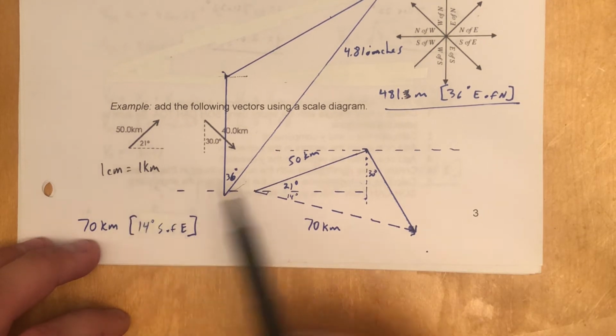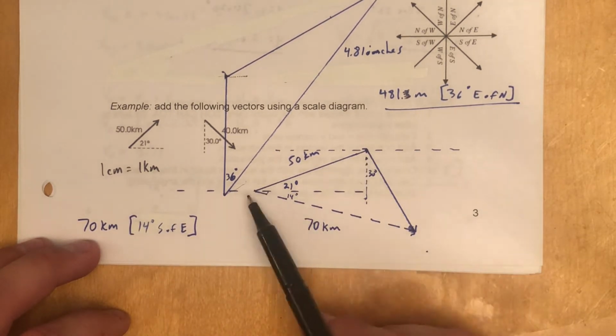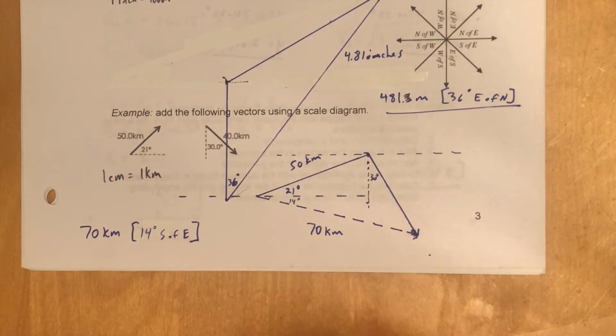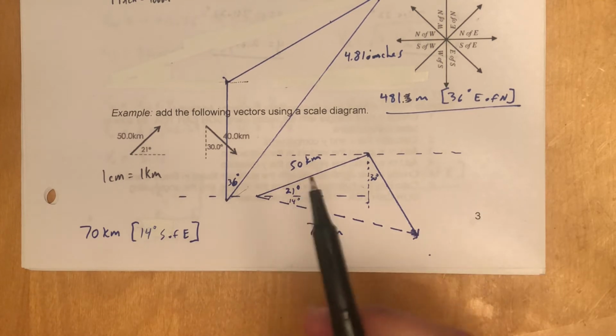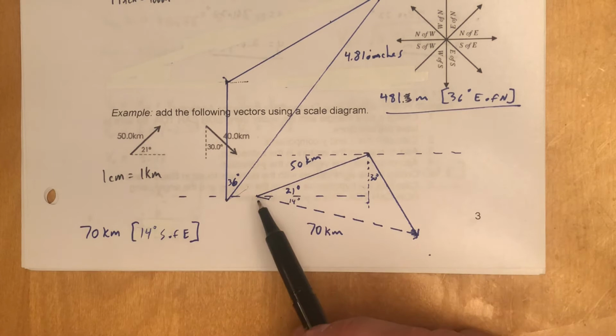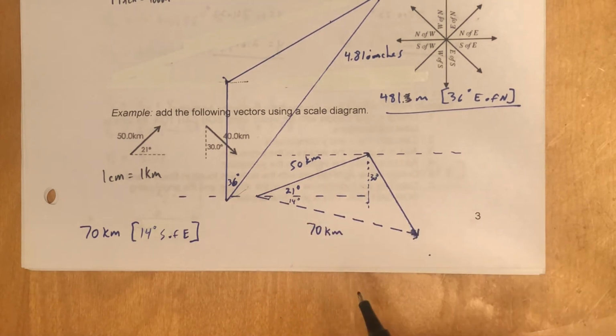And so based on these values right over here, how accurate and precise is it? It's not going to be as precise as you would get if you were to actually do the calculations, which is going to be the second method to calculating vector addition. But this gets us pretty close. I'm not going to lie, it's going to get us pretty close to the exact answer there. So that is the beginning of scale diagram vector addition.